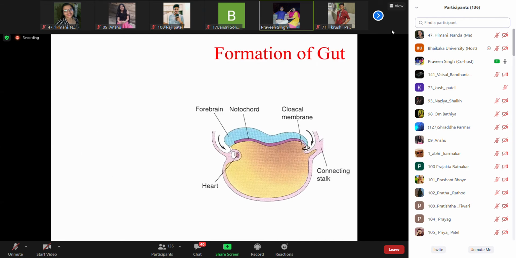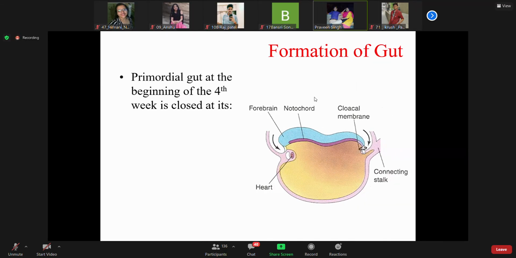So, essentially coming back to the formation of gut, which we had seen on that day, you saw this diagram that day. This is forebrain, notochord, and here the developing heart, head end, tail end, connecting stalk. This is the yolk sac, and this closes. The pyramidal gut at the beginning of the 4th week is closed at its cranial end by the oropharyngeal membrane. The cranial end of the GIT is closed by the oropharyngeal membrane.